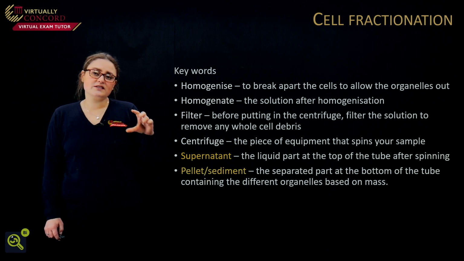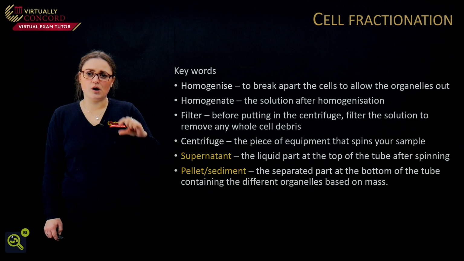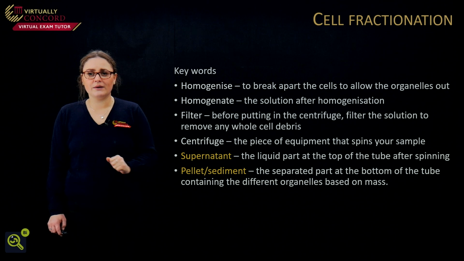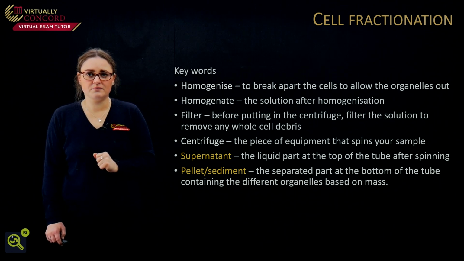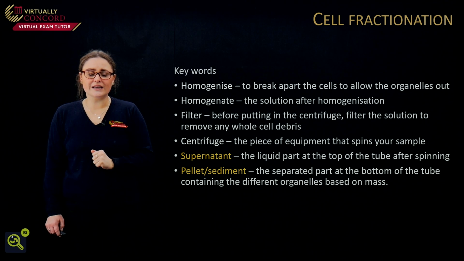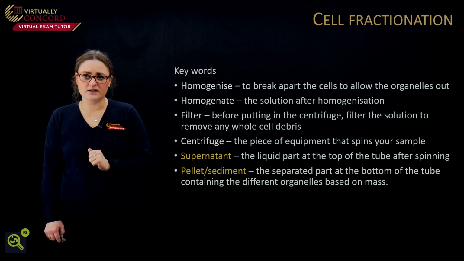Next, we have pellet or sediment. So when your tube was separated out, supernatant at the top, the pellet at the bottom. And depending on how quickly you have spun your solution, your pellet will contain different organelles based on mass. Okay, so these words you will need when you are writing an answer about the cell fractionation process.